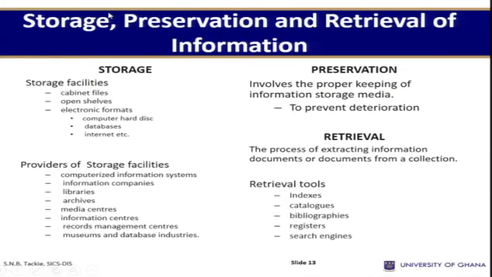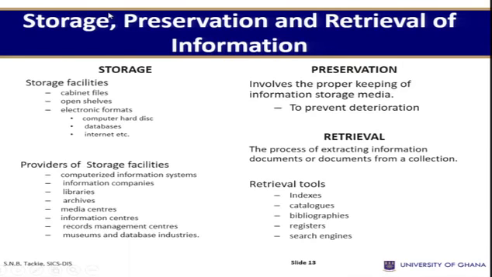a specific information. And so storage facilities may involve filing cabinets, may involve open shelves, as in the library, may involve electronic formats. For example, audio books. You may also store it in a computer hard disk. You may store them in databases, maybe on the internet. Okay. And those who provide information storage facilities include computerized information systems, information companies, libraries, archives, media centers, information centers, records management centers, museums, etc.